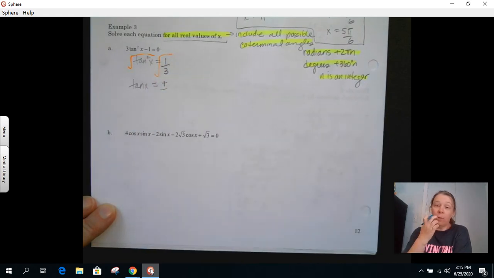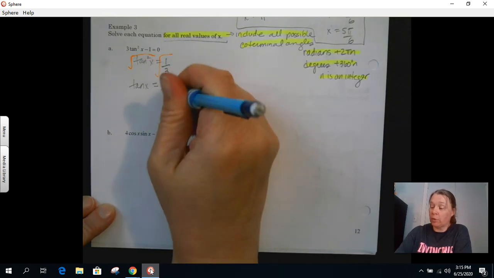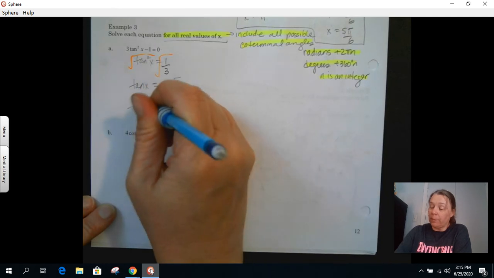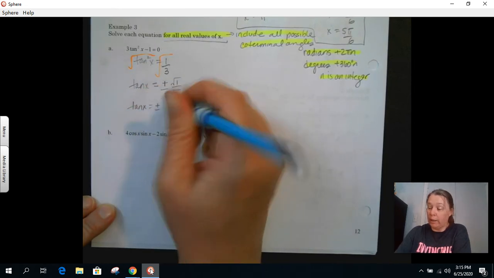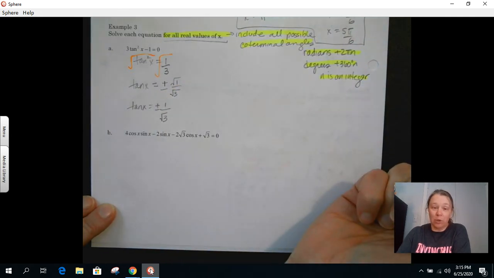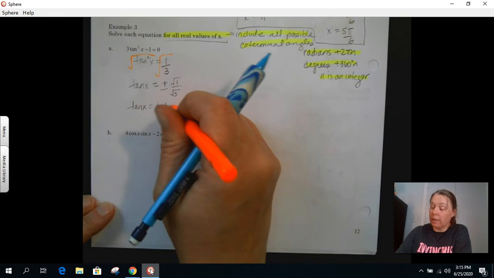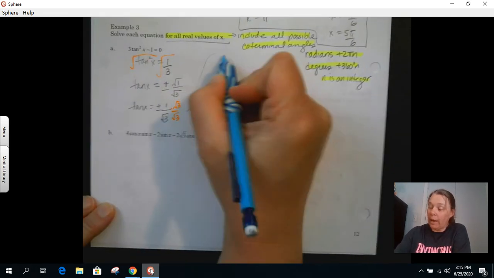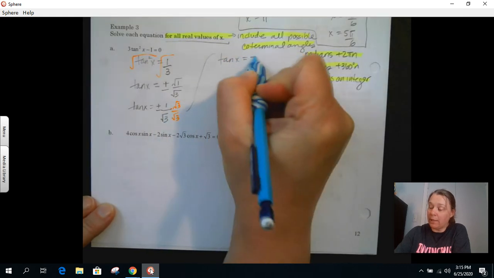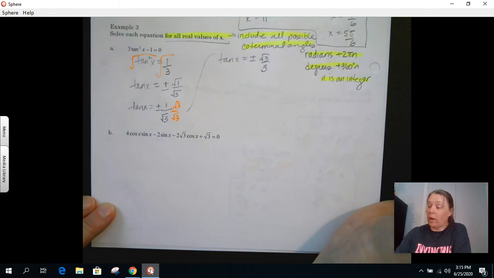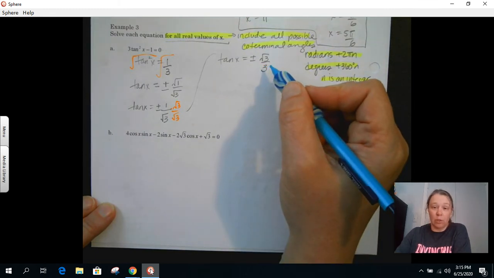Now, I don't really want to leave it like the square root of that whole 1/3. I want to think of it as a square root of 1 over the square root of 3. And I kind of want to go further than that too. So really, it's plus or minus the square root of 1 is 1 over root 3. That doesn't look familiar from my unit circle. I want to rationalize that denominator. So really, I have the tangent of x equals positive or negative root 3 over 3. Okay, that makes me feel a little better because I know that's on my unit circle.